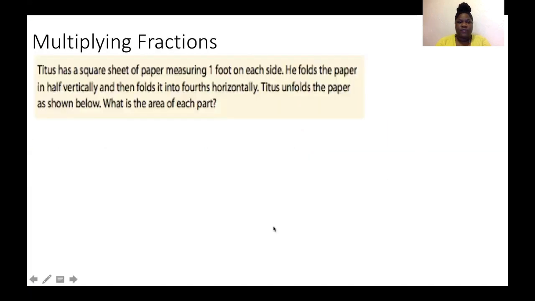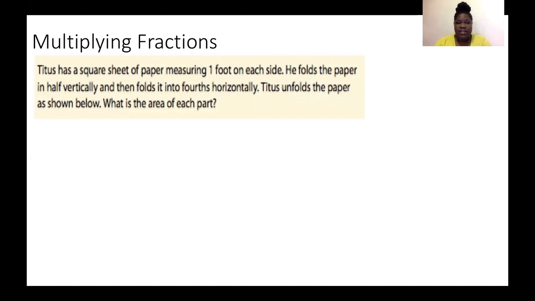So getting into our first problem, Titus has a square sheet of paper measuring 1 foot on each side. He folds the paper in half vertically, then he folds it into fourths horizontally. Titus unfolds the paper as shown below. What is the area of each part?